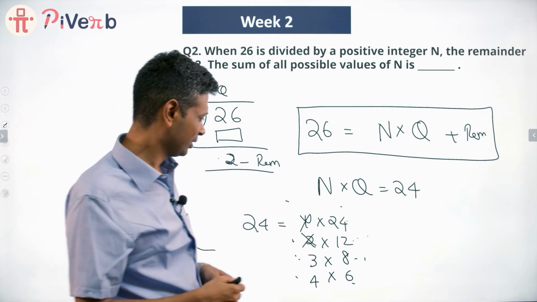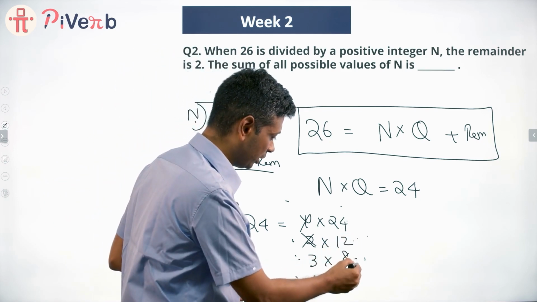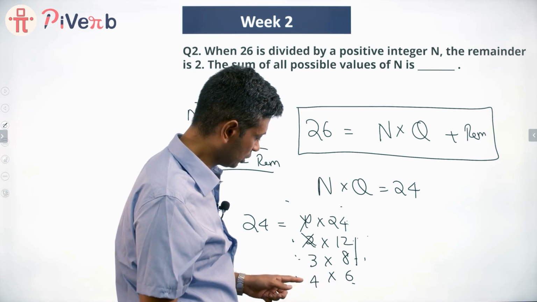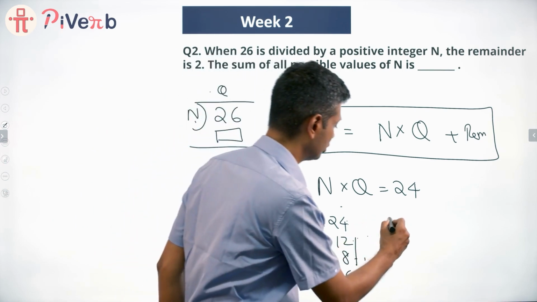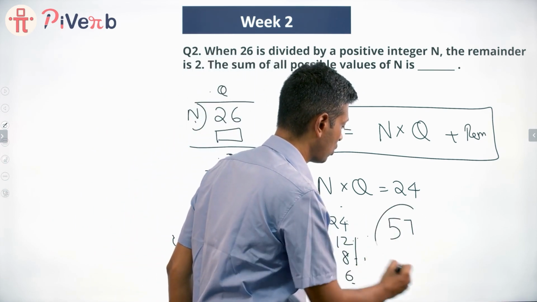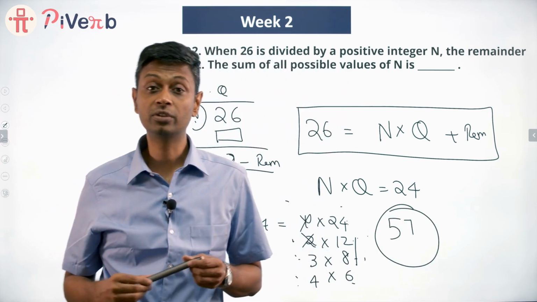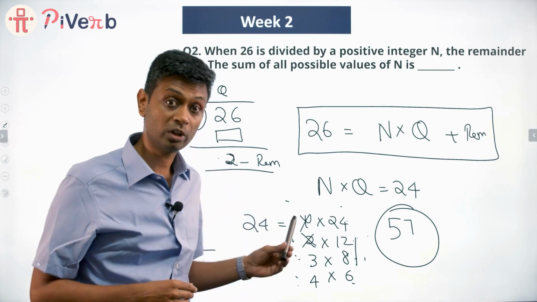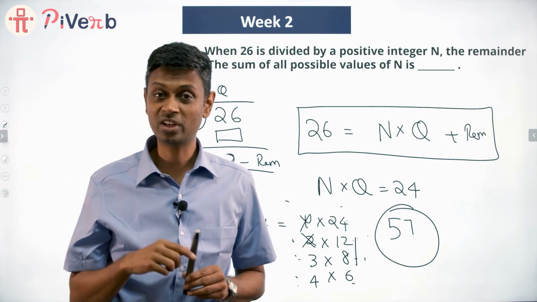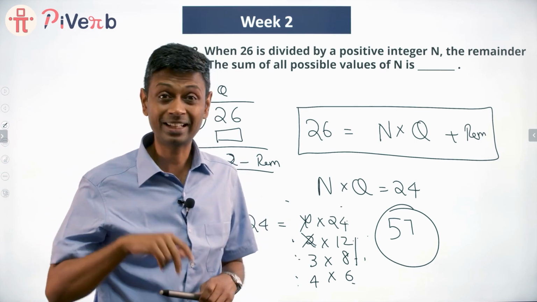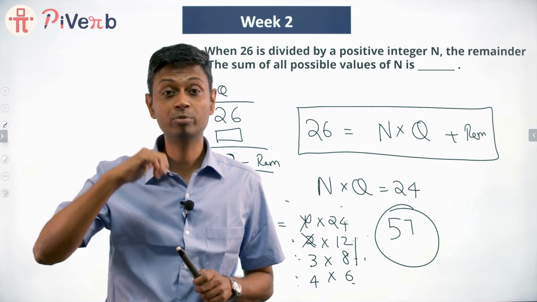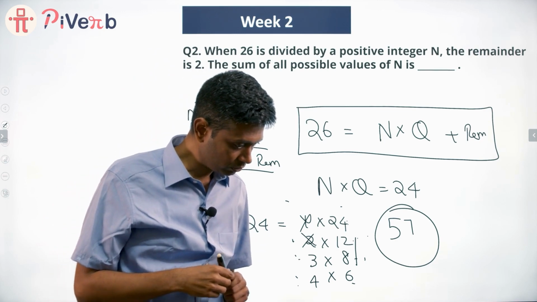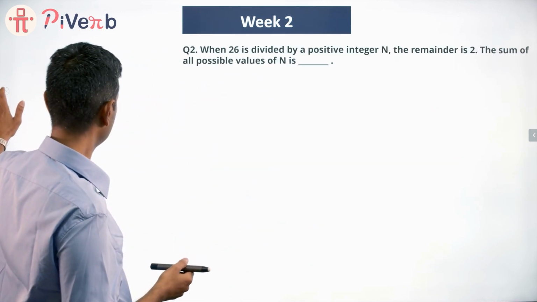Now how do we add this? 12 plus 8 is 20. 20 plus 24, 44, 50, 54, 57. Adding all of this, we get 57. Or sum of all possible values of n is 57. If any of you has got the answer as 60, then that means you have counted 1 and 2. Then you should be wary of that. You should say, look, I shouldn't be counting 1 and 2. I'm getting the remainder as 2. So my divisor has to be more than 2. Keep that in mind. Lovely. Wonderful. Let's jump and do the next one.